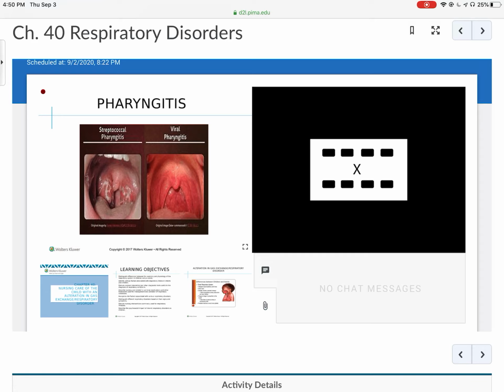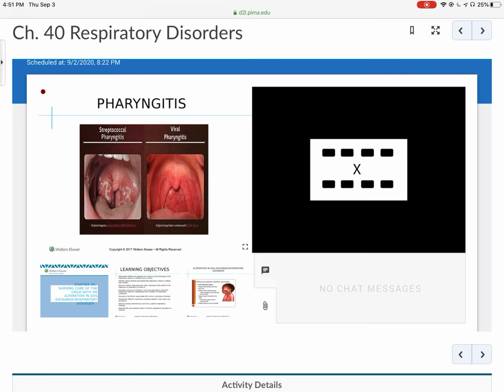You'll see redness of the pharynx, the tonsil exudate, and then a white strawberry tongue coating. So their tongue looks like a white strawberry. And there's a good picture in your book on that. Sometimes strep can progress to a peritonsillar or a retropharyngeal abscess.